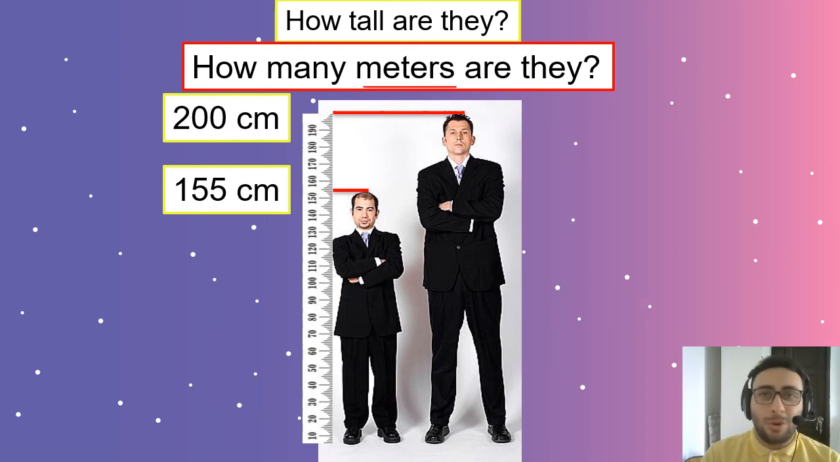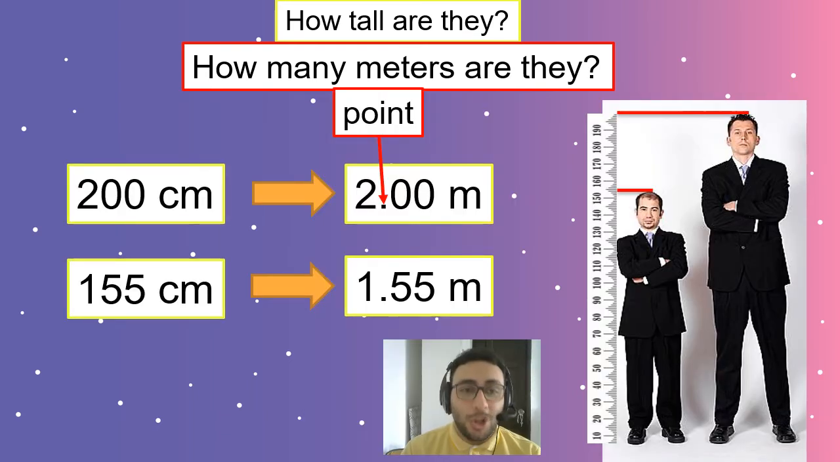I already told you, Teacher Jonas. It is 2 meters and 1.55 meters. Remember, we just jump, and we put the dot. Jump, we put the dot, and it turns into meters like magic. Super easy. So this man is 2 meters and this man is 1 meter and 55 centimeters. You can say it both ways.